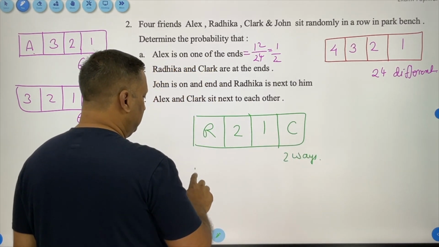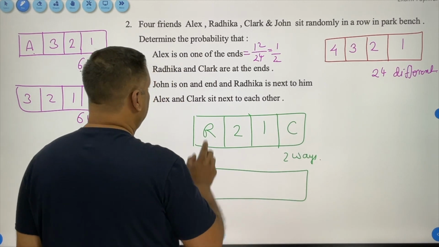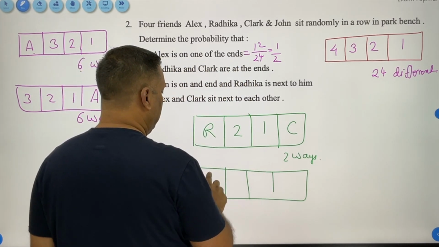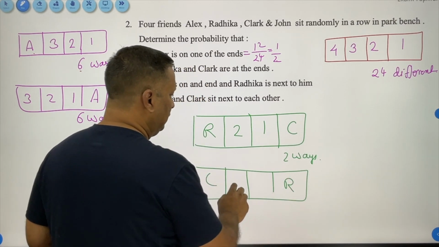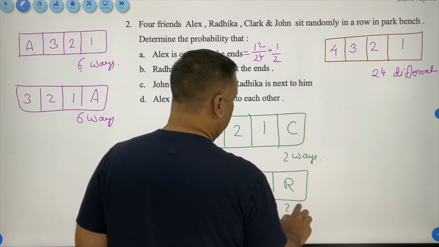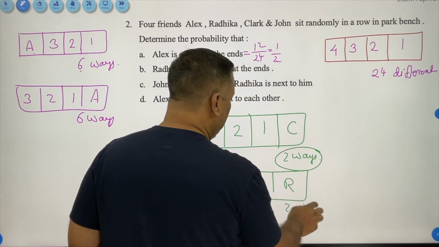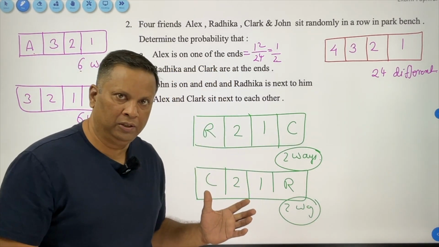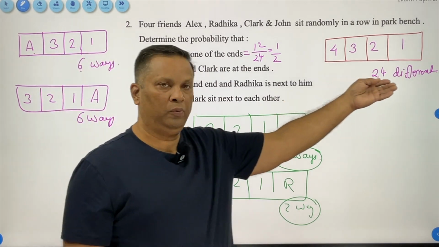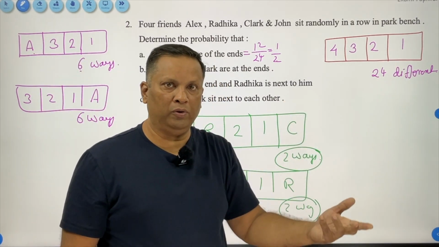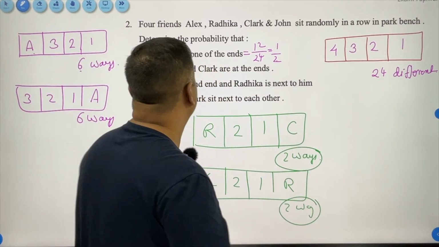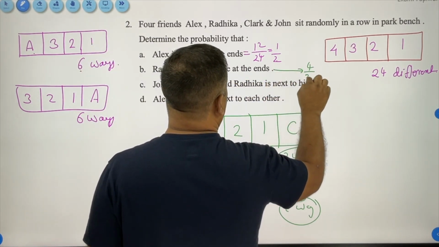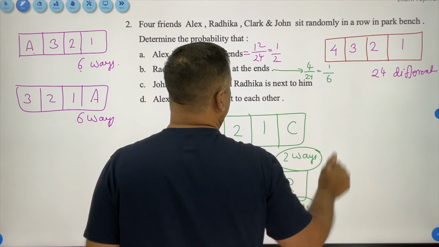Then they can swap the places because they are at the ends. Clark can come here, Radhika can come here. Once again, you can do it in 2 times 1, which is 2 ways. Total 2 plus 2, in 4 ways, Radhika and Clark can sit on the ends. And what is the total possibilities? 24. Probability is 4 upon 24, which is 1 upon 6. So our answer B is also done.